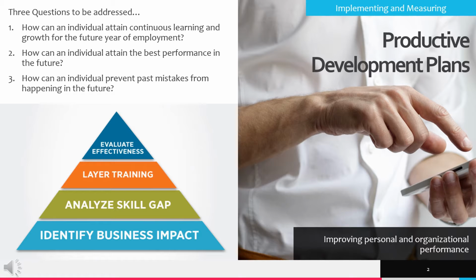The pyramid to the left explains the process of implementing and measuring these 3 questions. First, we need to identify the business impact. Second, we should analyze what skills are lacking or where the gap lies. Third, we need to layer training onto the employee to improve performance. Fourth, we need to evaluate the effectiveness of this training and see how the performance has improved.